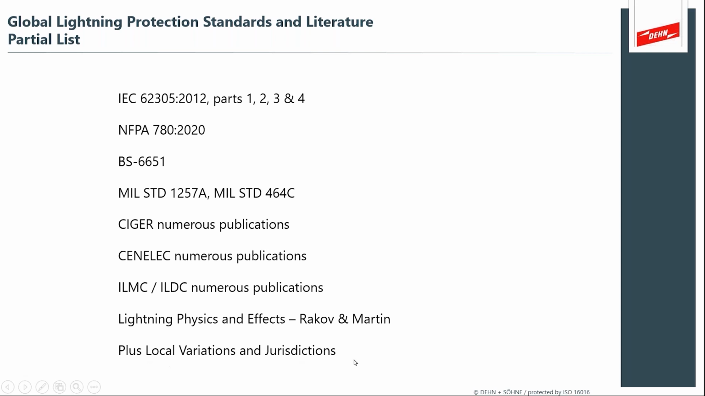And of course, then you'll have local variations in jurisdictions. For instance, Florida has particular lightning protection code for schools and hospitals that aren't quite as important in some of the northern climates with less severe lightning weather phenomena.